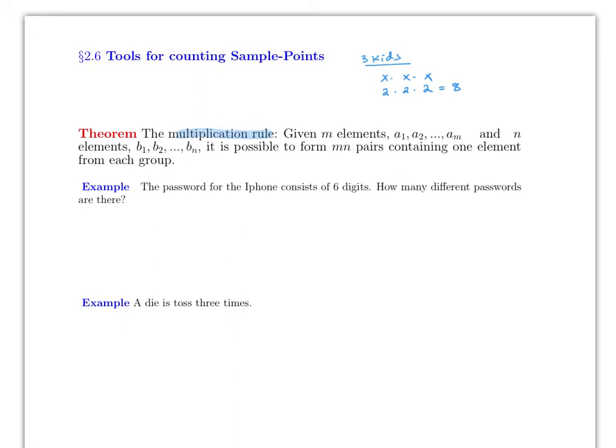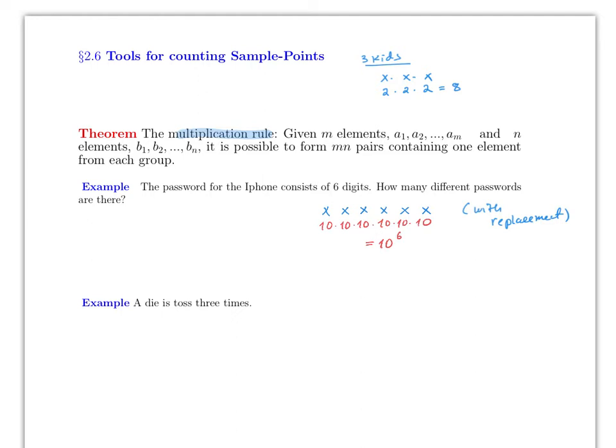All right, so let's use this principle to see how many different passwords you can have for an iPhone. So iPhones now, the password consists of six digits. So remember, for a password you can repeat. So this is called with replacement, which means you can use the same number over and over. So you have 10 choices for the first one, 10 for the second one, 10 for the third one, and so forth. So therefore this will be 10 to the 6. That's how many choices you have.